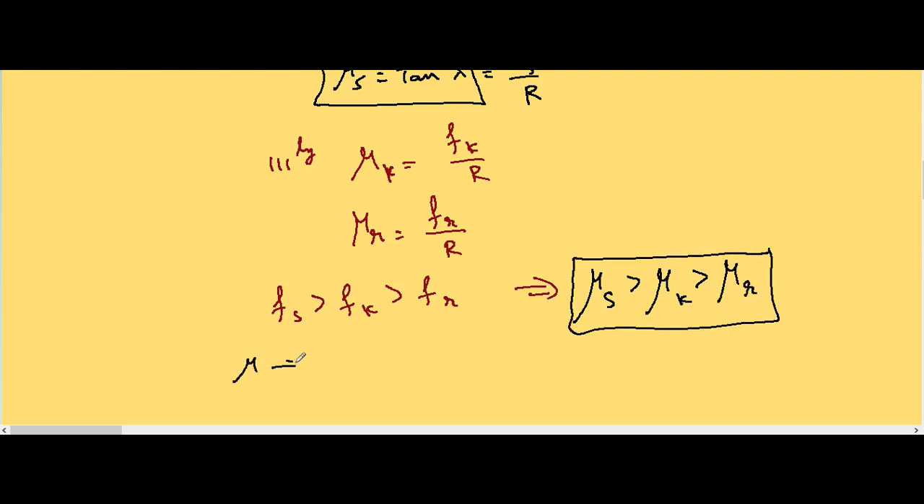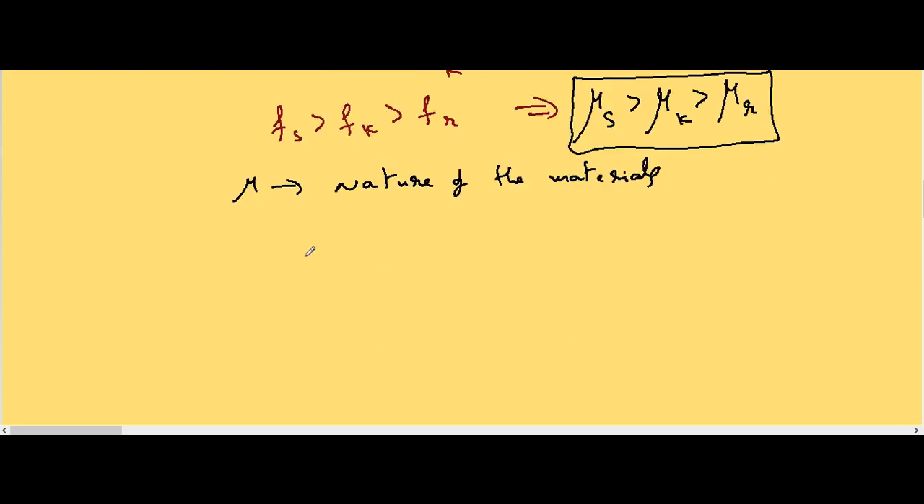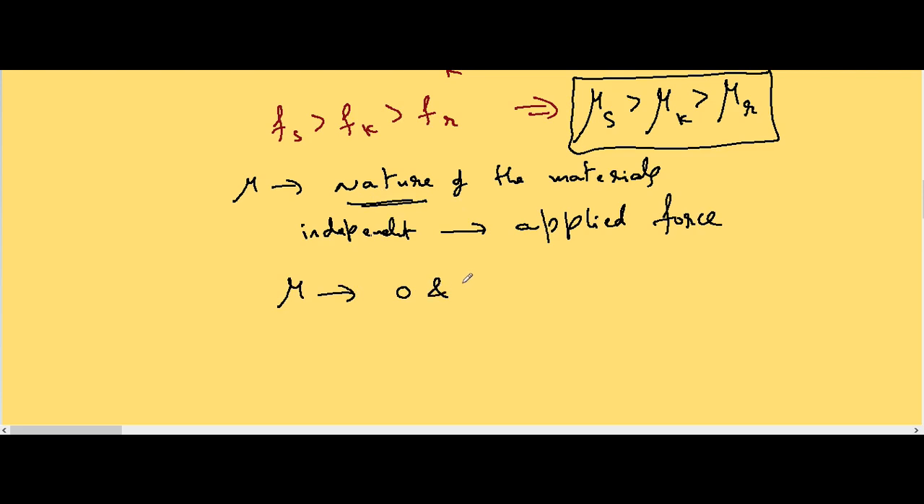Mu depends on the nature of the materials. It is independent of velocity or applied force. It depends only on the nature of the materials. The mu value is always between 0 and 1. It can never be greater than 1 or less than 0. Negative values are not possible. Mu always lies between 0 and 1.